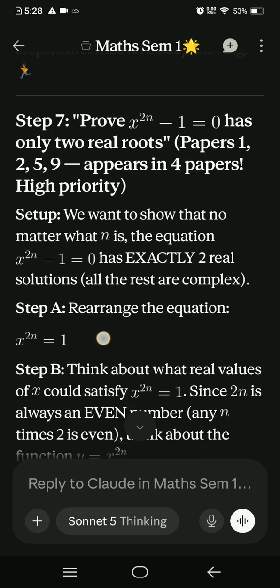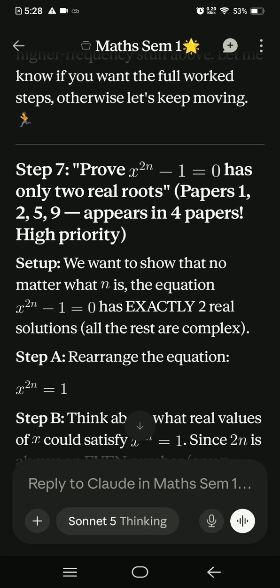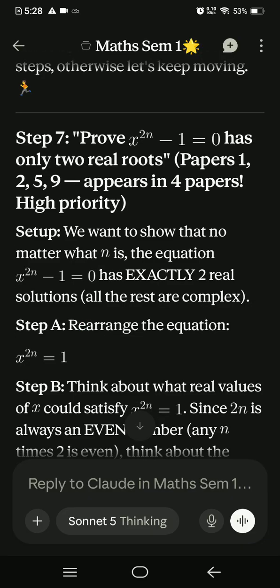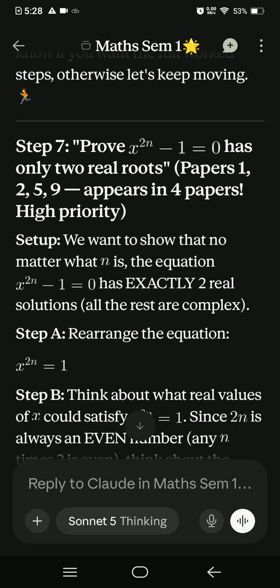Anyway, step 7: prove that x raised to the power 2n minus 1 equals 0 has only 2 real roots. This appeared 4 times in papers. High priority setup. We want to show that no matter what n is, the equation x to the power 2n minus 1 equals 0 has exactly 2 real solutions. All the rest are complex.